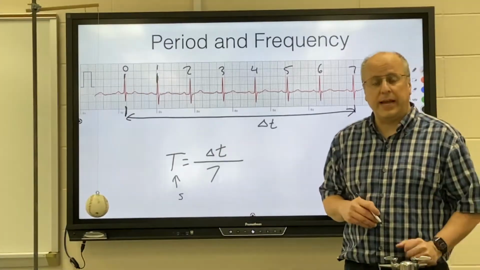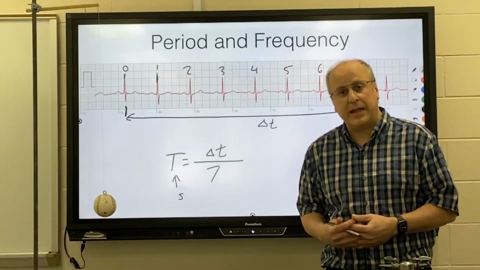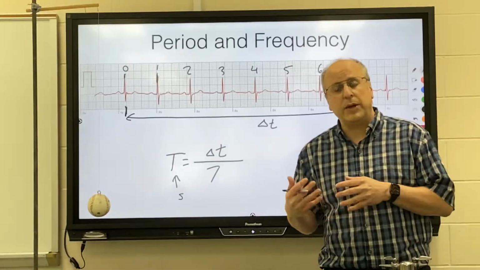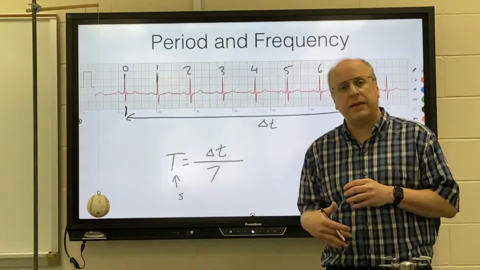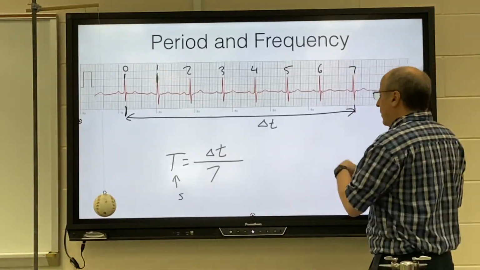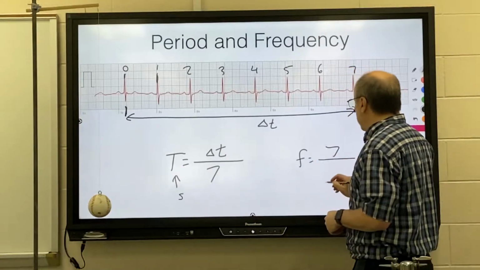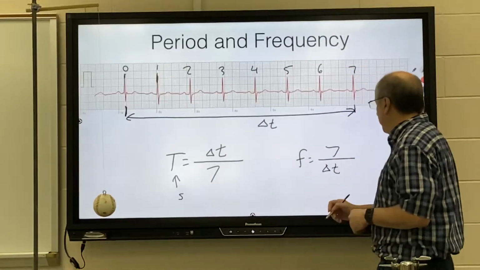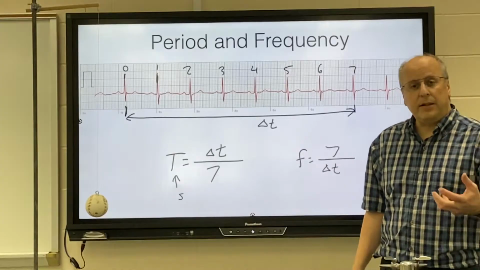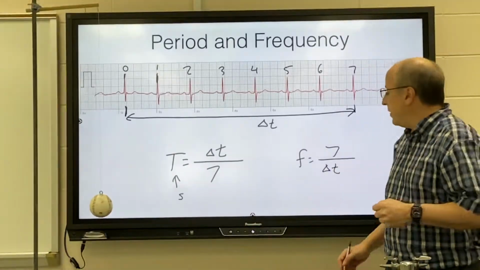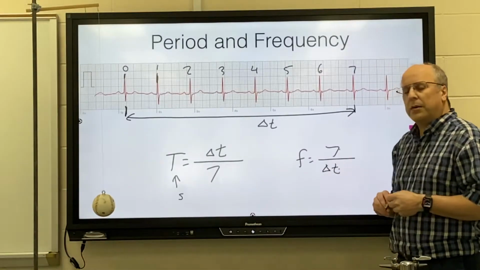Frequency, on the other hand, is the reciprocal of that. Frequency refers to how many cycles there are in a given amount of time. So you'd reverse it. Frequency, we have 7 cycles in a certain time that went by. We would then divide these two, and it would tell us how many cycles there were per second.